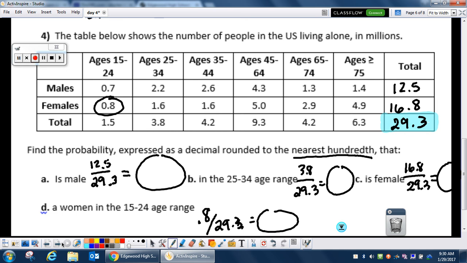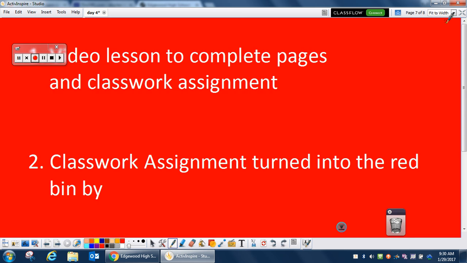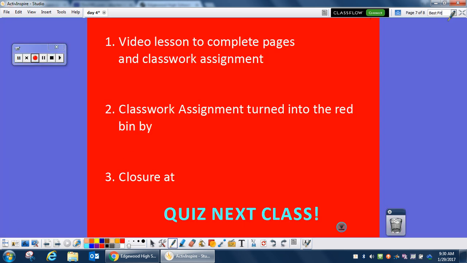Okay? So after this, hopefully you got the notes. I'll be around to answer questions, clarify, whatever you need. There's a classwork assignment, so I'm going to put the time you hopefully can get that turned in by, and then I'll also put the time we're going to do closure. So please remember, you also have a quiz next class.